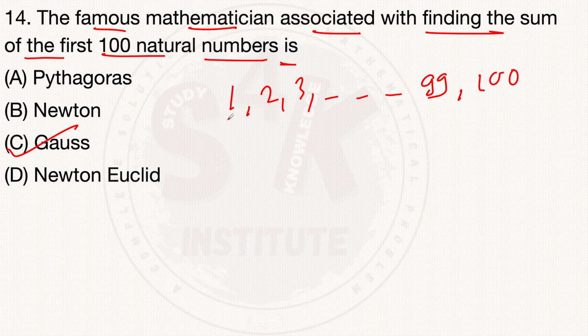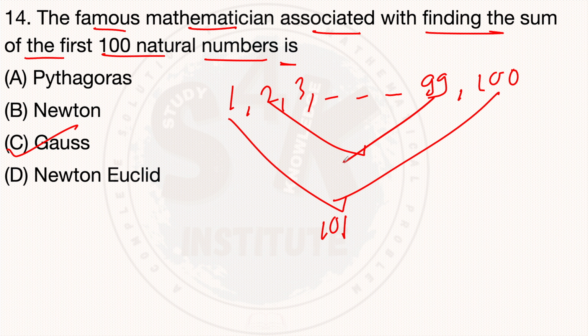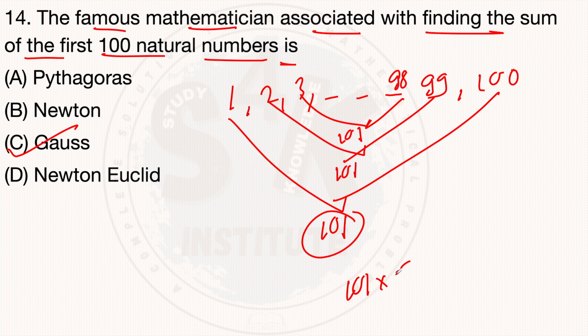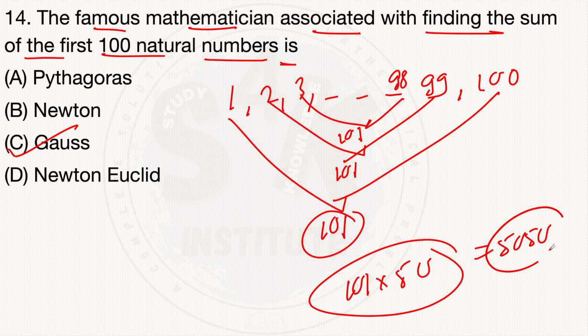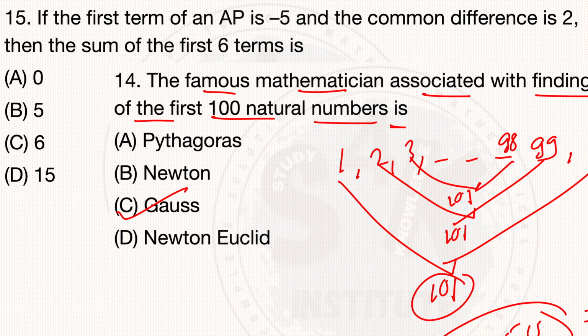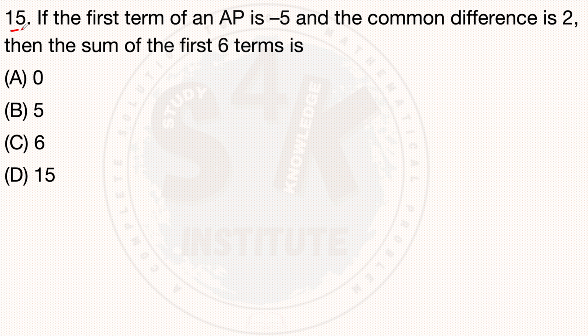But what he did, he added 1 and 100. It gave him 101. He added 99 and 2. It gave him 101. He added 3 and 98. It gave him 101. So like that, 101 times 50, because 50 pairs will be formed. That's the addition of 100 terms. So from there, we associate him with finding the sum of the first 100 natural numbers, Mr. Gauss.